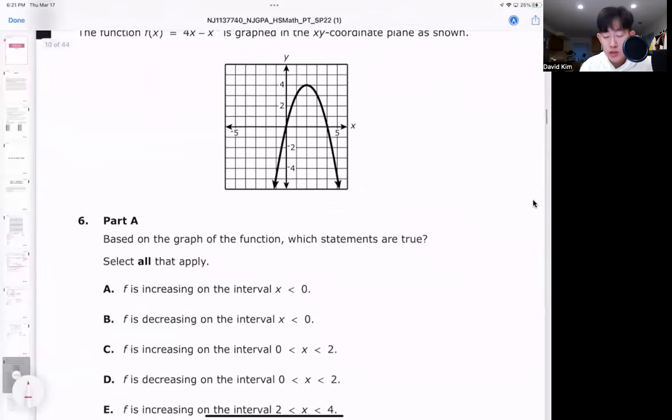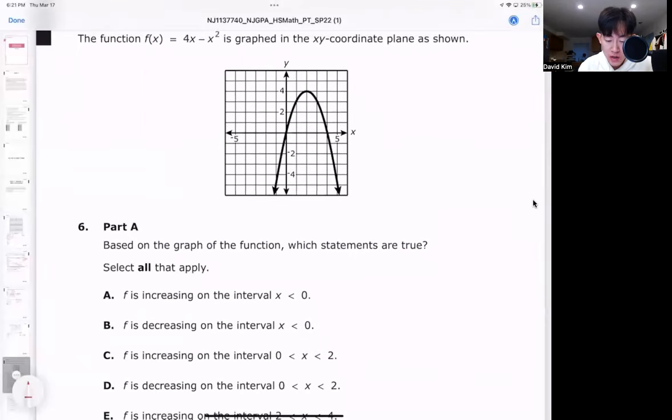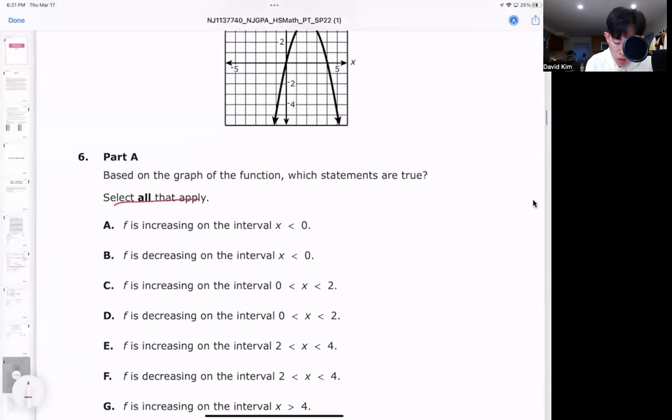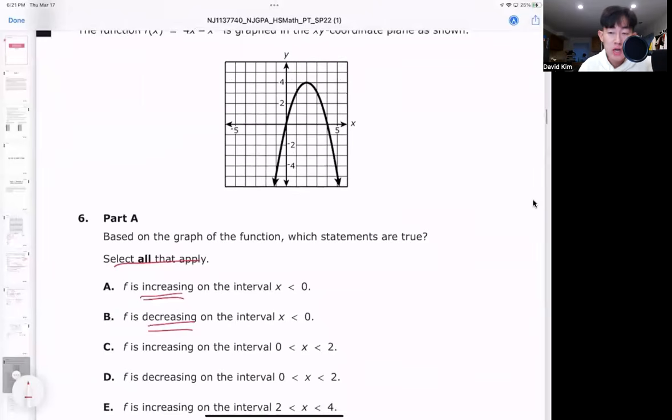Number 6. This was the question I did during the class. Which of the following is true? Select all that apply. So we're talking about whether it is increasing or decreasing. Increasing is where, if you were to draw a stick figure on the left-hand side of the graph and move from left to right, are you going up the hill or down the hill? It seems to me, from the get-go, all the way to the top of the peak, which happens at x equals 2, you're continuously on the rise.